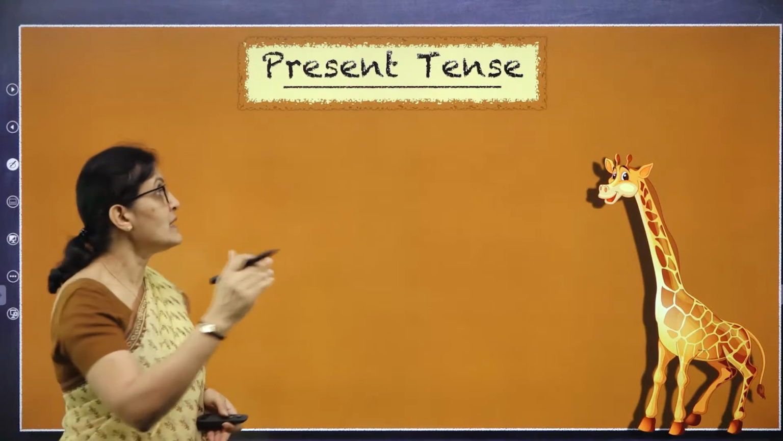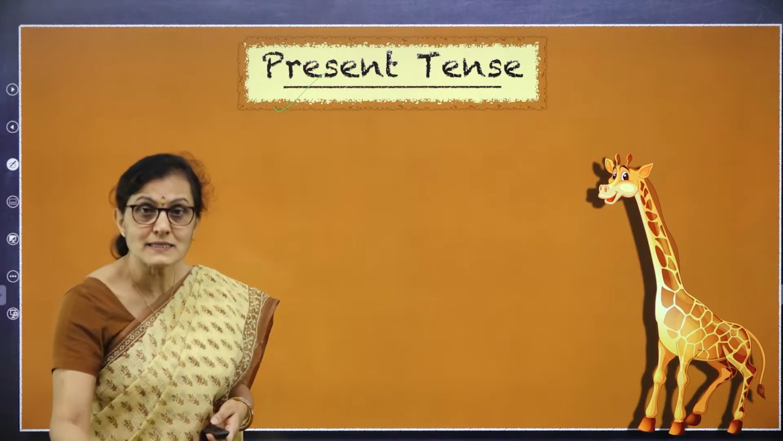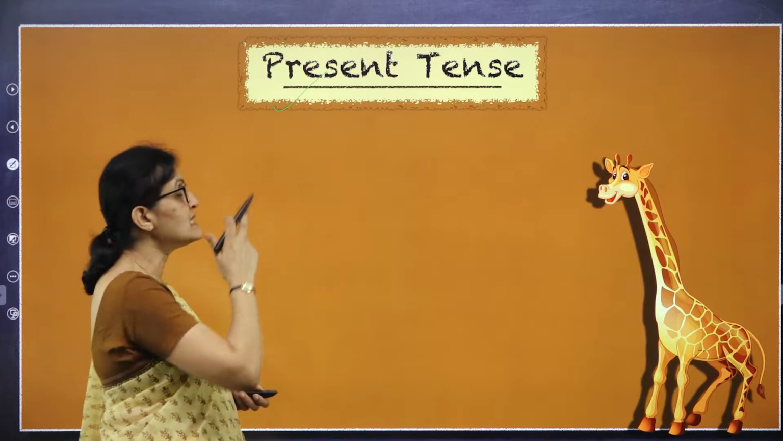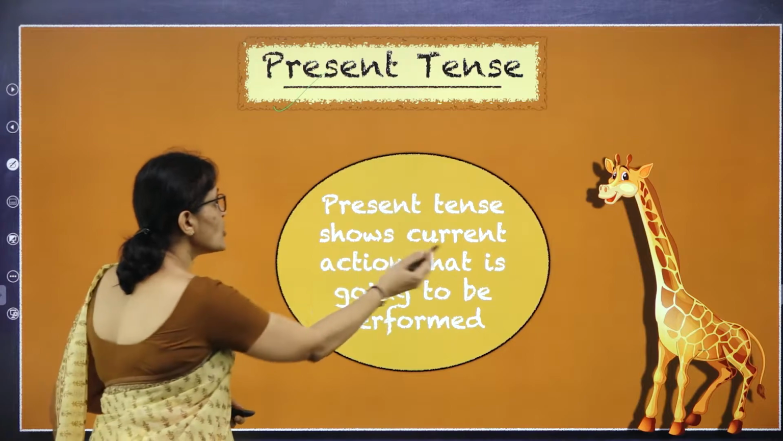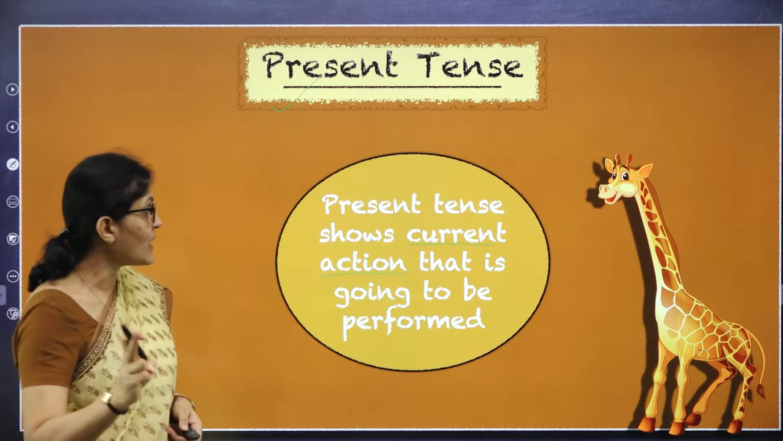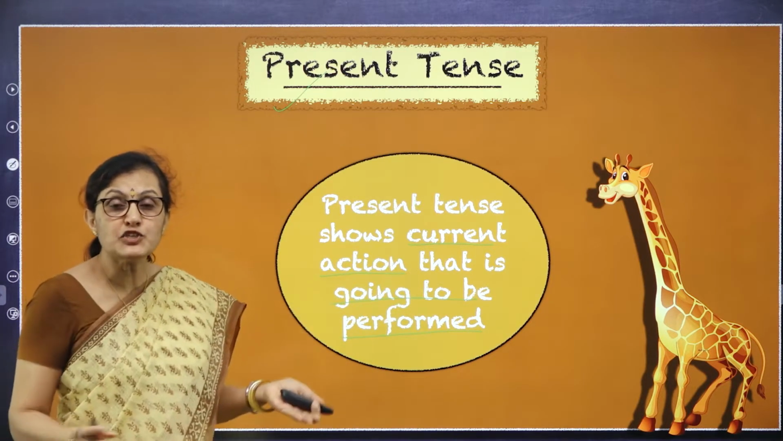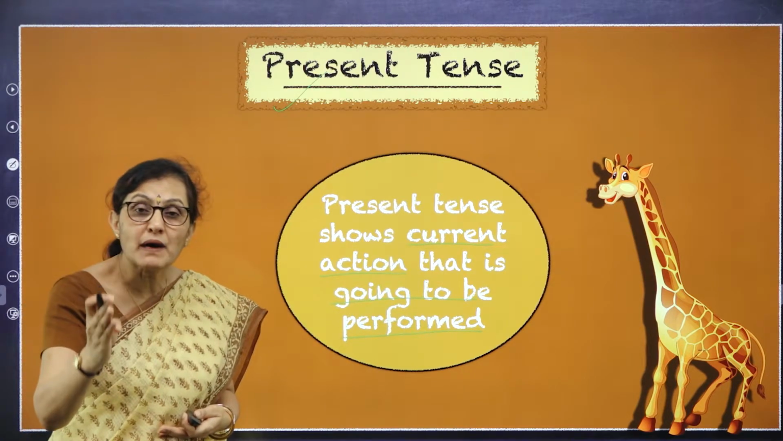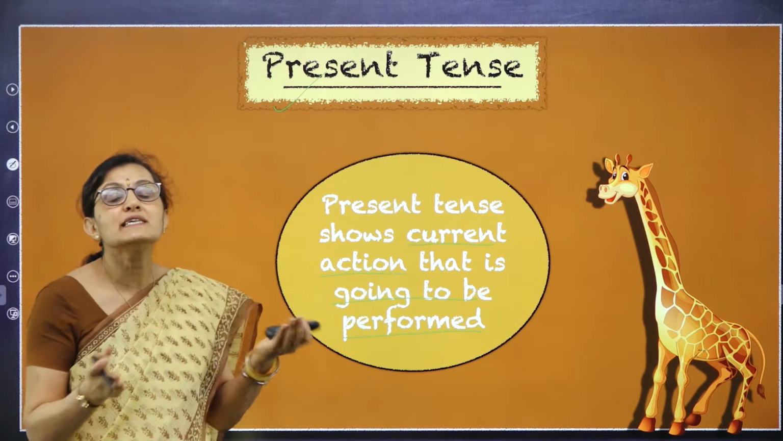You need to understand that present means something happening now. At this minute, I am standing here. It is a present action. So what do you mean by a present tense? Present tense shows the current action. If I am teaching, if I am writing, if I am dancing, if I am screaming, if I am smiling, that is, if I am doing it now, currently, that is present tense.